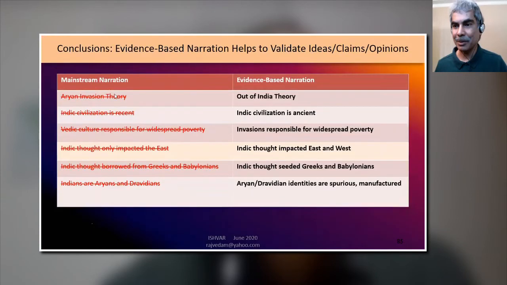So I started out the talk by putting the propositions. I have now struck off all these propositions and I'm upholding these propositions. That evidence is showing it's an out of India, ancient civilization. I didn't talk about this, but no time for that. Invasions are responsible for widespread poverty. Indian thought impacted the East and the West, and we impacted the Greeks and Babylonians. And the identities, racial, genetic, or otherwise, are spurious and manufactured identities.